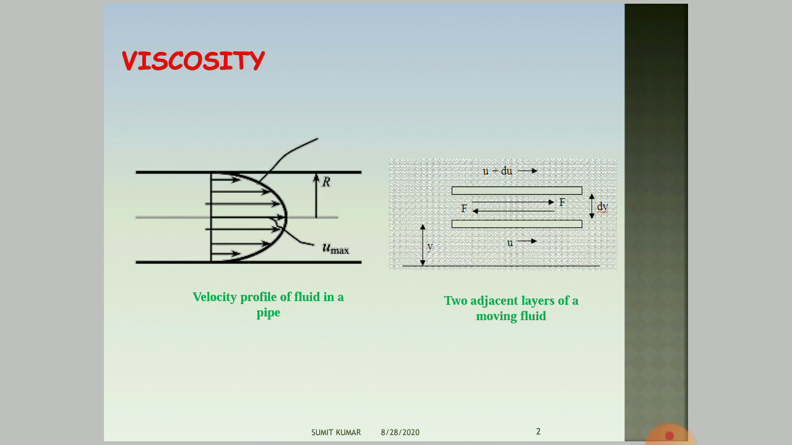We know that when the fluid flows, the velocity of each layer of the fluid is different. Velocity of the fluid near the solid surface is zero and it increases as we move towards the center of the pipe, as shown in this figure.